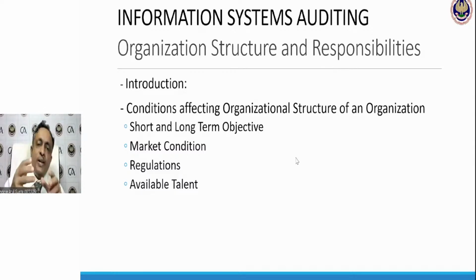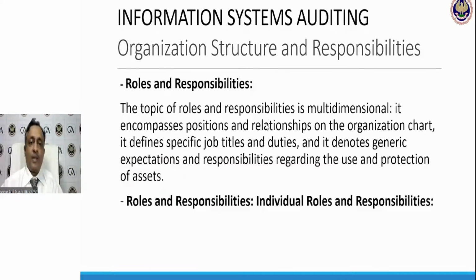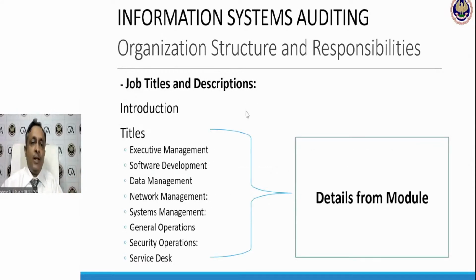So how you create an organizational structure. You create an organizational structure based on the need, short-term, long-term objectives, market conditions, regulations, availability of talent. So this allows organization to create an organization structure. Based on that, you create roles and responsibilities. And now, first is the core definitions: executive management, software development, data management, network management, system management, general operations, security, and service desk. So this is a general definition of what lateral functions you can create in an organization.